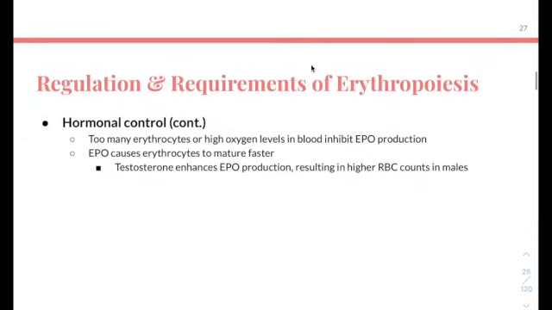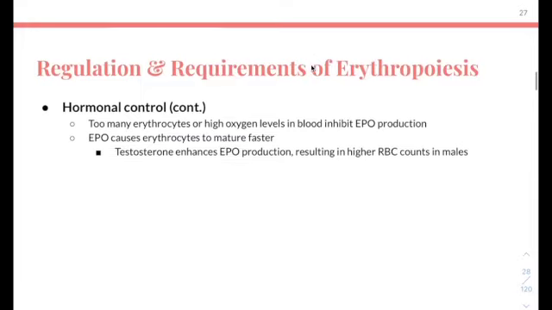If we have too many erythrocytes, too many red blood cells, or there's too much oxygen in the body, it slows down the production of erythropoietin. That erythropoietin actually causes the red blood cells to mature faster. In males, testosterone also enhances that erythropoietin production. So that's another reason why males have more red blood cells. They have the testosterone to produce more red blood cells through that erythropoietin.